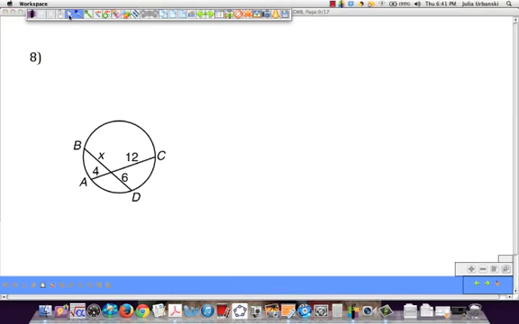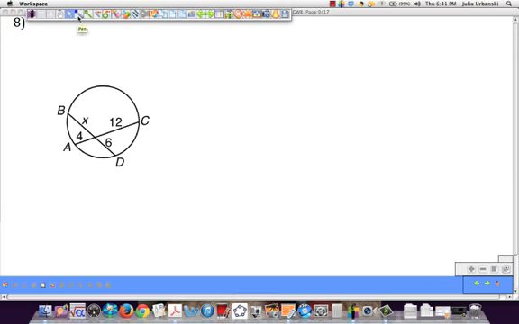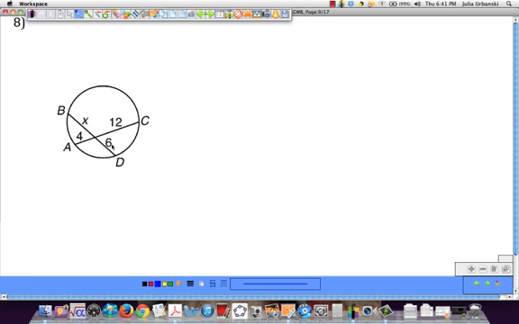Number 8 are segments that meet on the inside, so all you have to do is crisscross. X times the one across from it, x times 6, equals 4 times the one across from it, 4 times 12. So 6x equals 48, x equals 8. They did not ask you to plug it in, they just asked you for x.